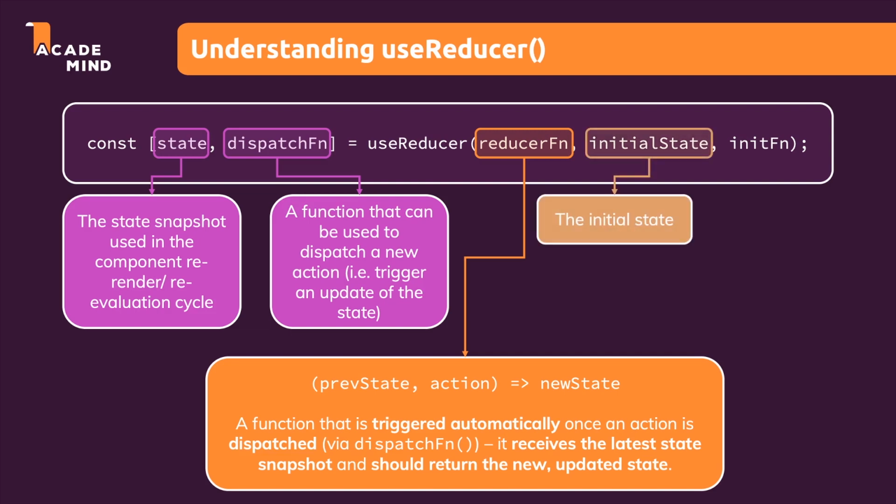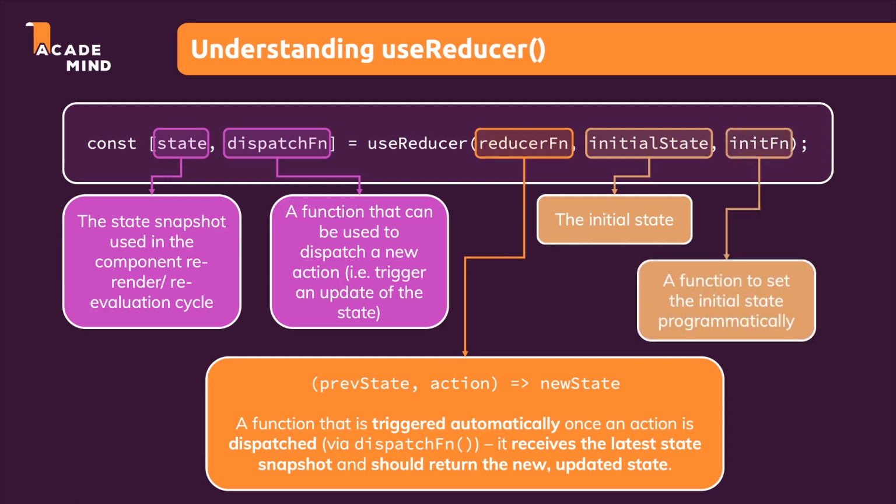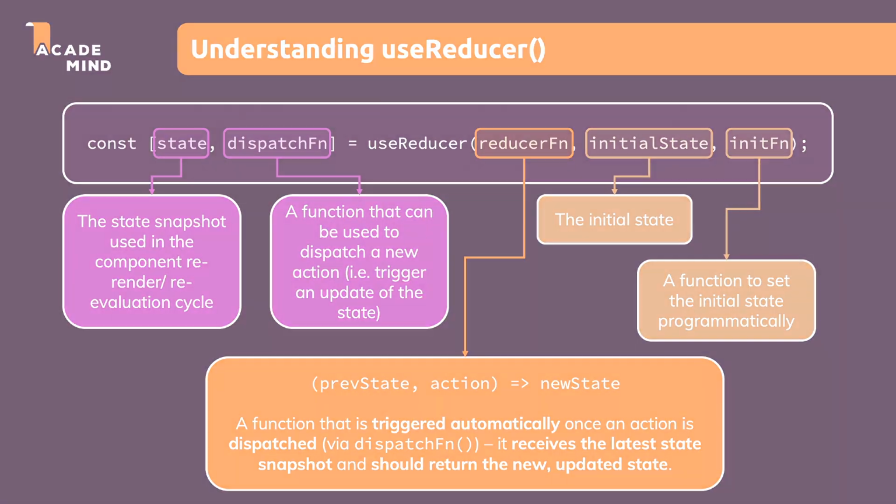In addition, you can also set some initial state and also an initial function that should run to set the initial state in case your initial state is a bit more complex and, for example, the result of, let's say, a HTTP request or anything like that. We'll ignore that for now. So that's useReducer in theory. Let's see it in action.